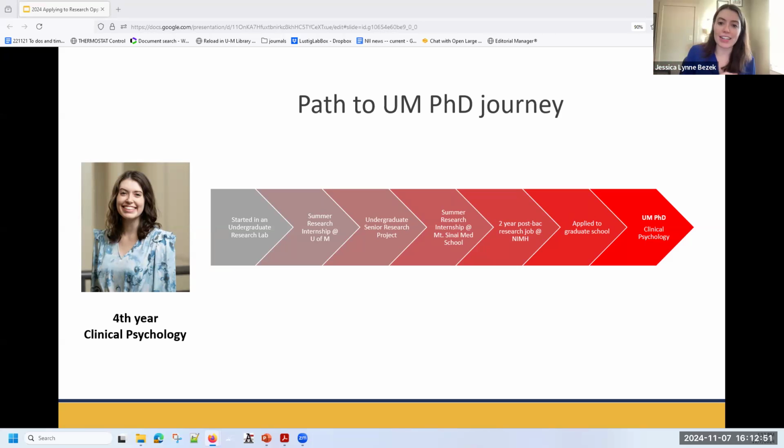I started out at a small liberal arts college. I majored in neuroscience there, and I was involved in a research lab starting in my sophomore year. The summer after my sophomore year, I actually came to the University of Michigan for what was called an REU, or a research experience for undergraduates. That was a 10-week program, and not 10 years, where I was involved with a research lab here at Michigan. I got to present a poster and get involved in another lab.